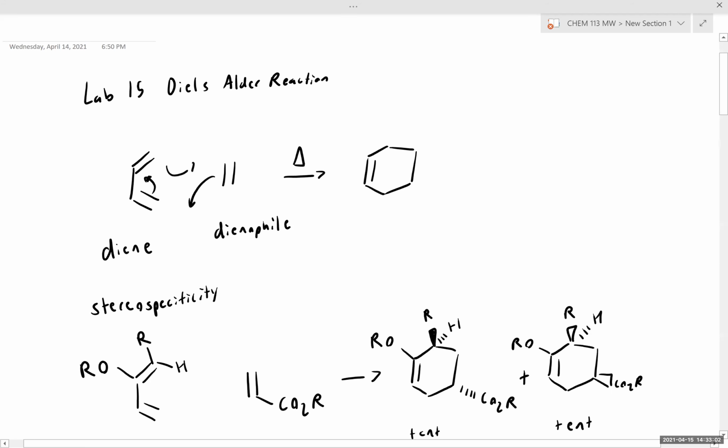So, fundamentally, the Diels Alder reaction is a concerted pericyclic reaction between a diene and a dienophile, where two carbon-carbon single bonds are formed, and in effect, we are using two of our carbon-carbon pi bonds, and we're using the electrons in those pi bonds to form these two carbon-carbon single bonds.